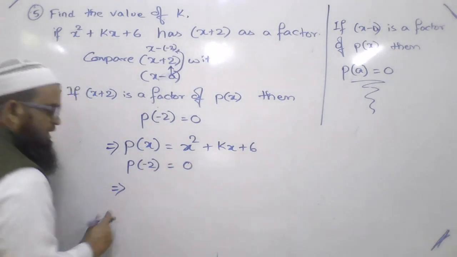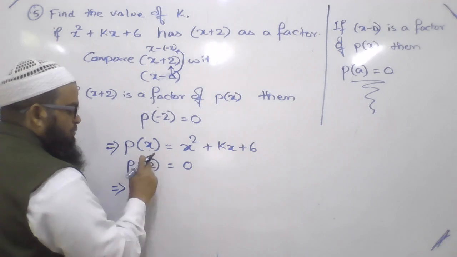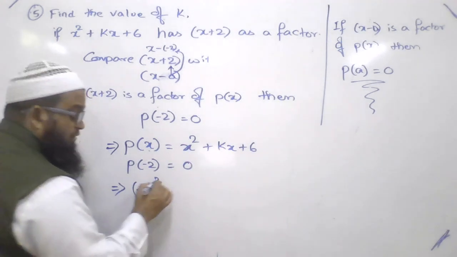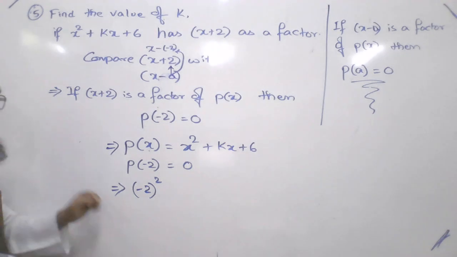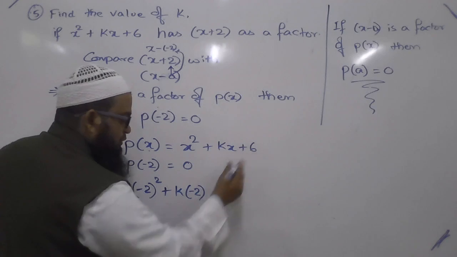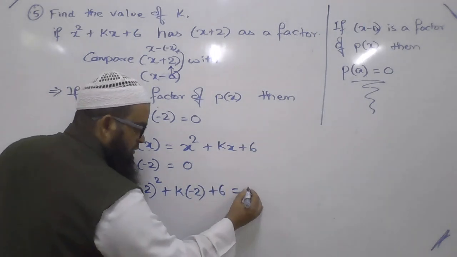That implies, in place of x, put minus 2. What is x square? Minus 2 whole square. Whenever you have negative, keep it in bracket. Plus k times minus 2 plus 6 is equal to how much? 0.